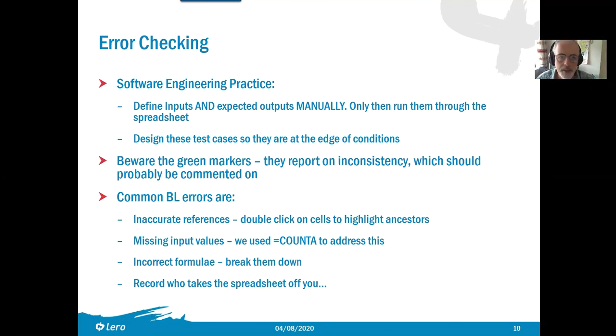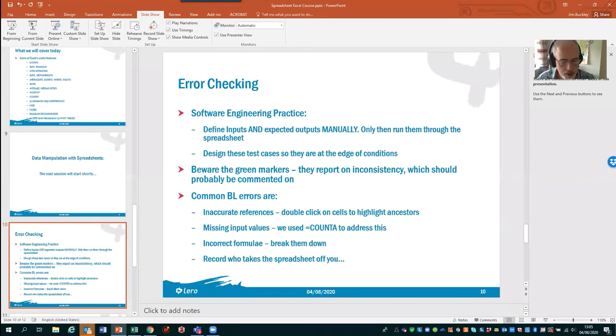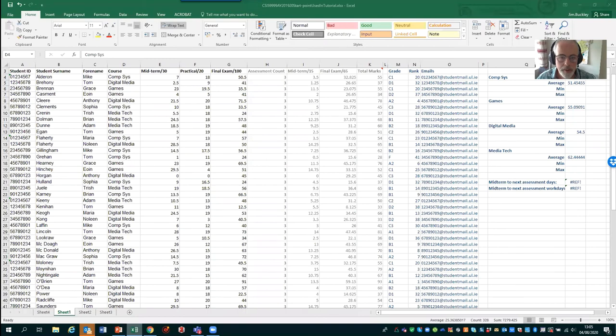So let's get out of that mode and let's bring up the spreadsheet again. Okay, so one thing you'll notice is that when I click on something like this, I get the formula, but I also get the cells it refers to. And that would have saved me several times when I made mistakes when I was creating the spreadsheet.